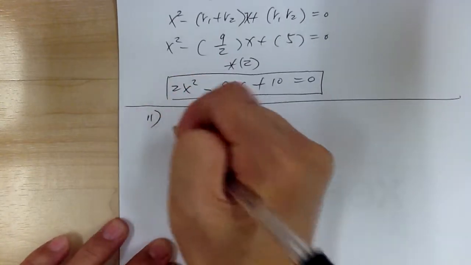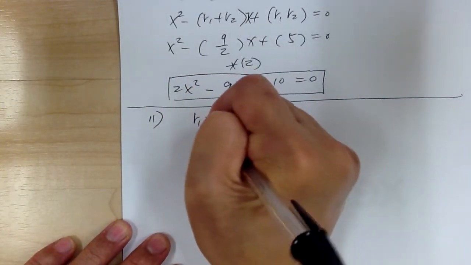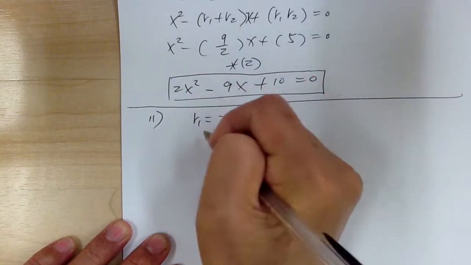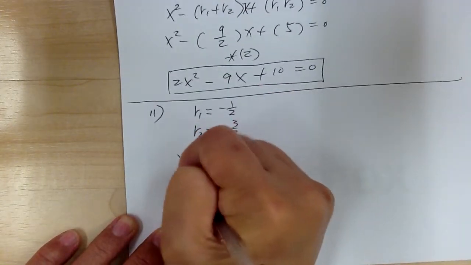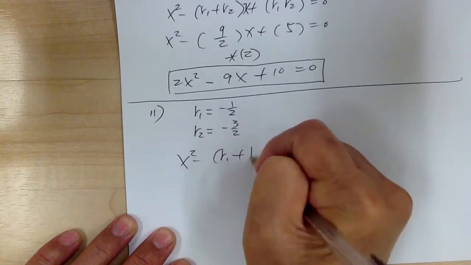Okay, let's go to 11. 11, your r1 is equal to negative 1 half, r2 equal to negative 3 over 2. Okay, so you can write your root equation.